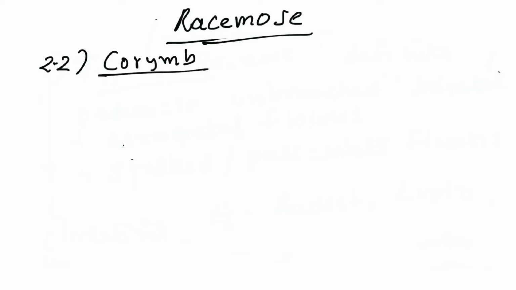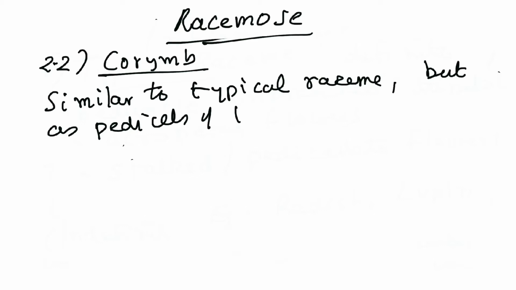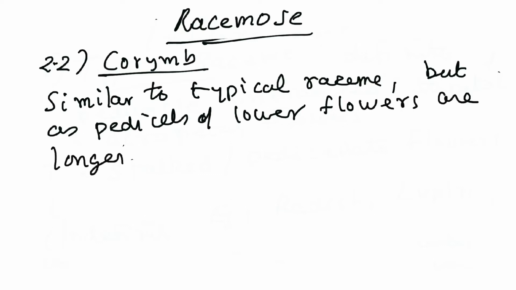Interestingly, this inflorescence is quite similar in features to what we discussed just now. That is, the corymb inflorescence is similar to the typical raceme. So what is the difference? The difference is that whereas in typical raceme the arrangement is acropetal, here, as the pedicels of the lower flowers are longer, we have all the flowers at the same level. So note that point.